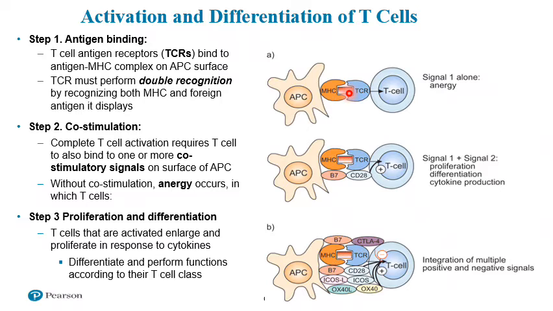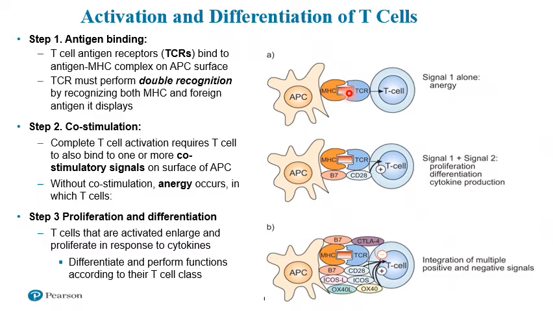So if there's double recognition, they know that it's an MHC presenting it, on a gold platter, and it is not self. Then it is going to study what the antigen is all about. Then the second part is co-stimulation. Complete T cell activation requires the T cell also to bind to one or more co-stimulatory signals on the surface of the APC. Without co-stimulation, there is going to be what you call anergy.